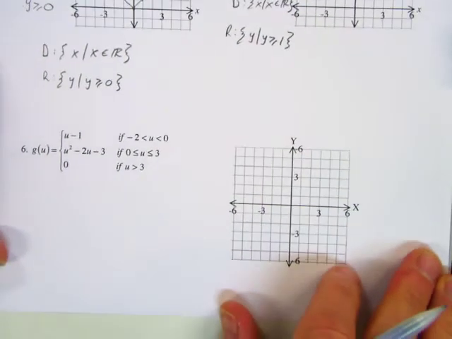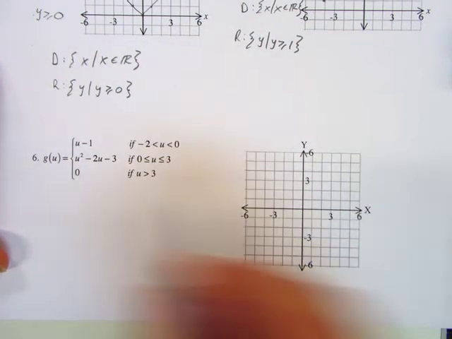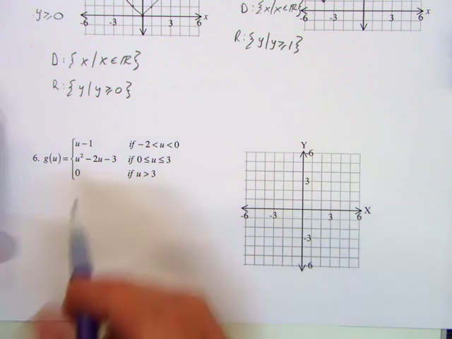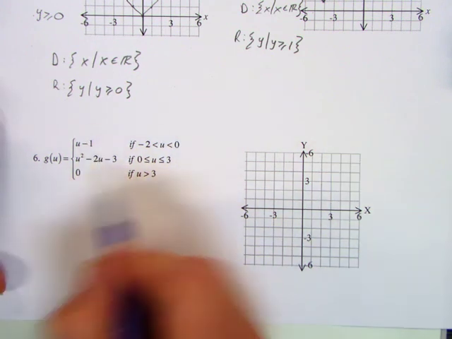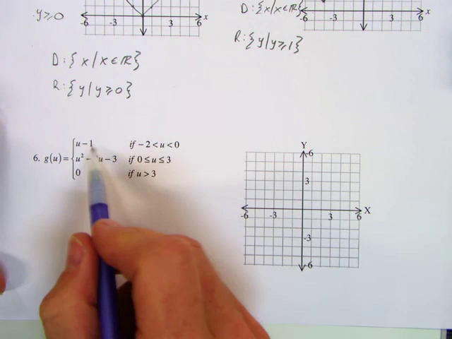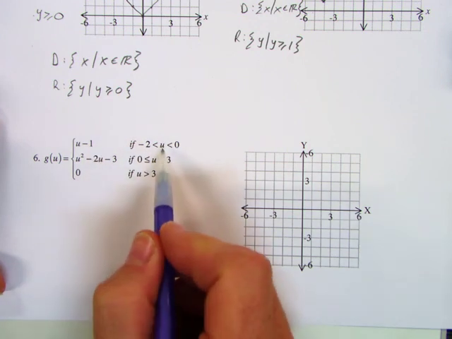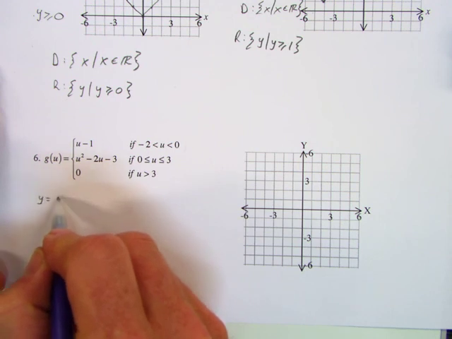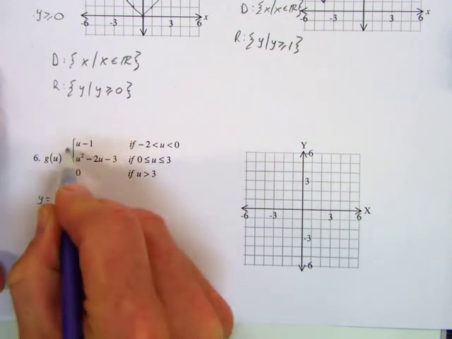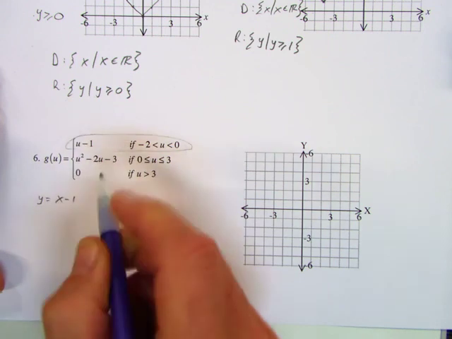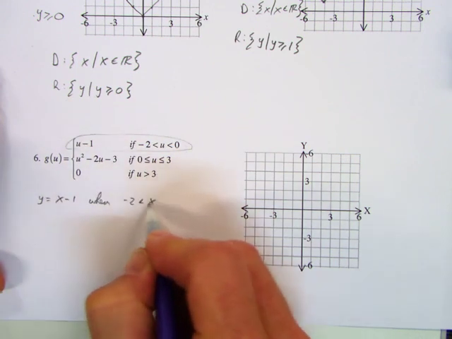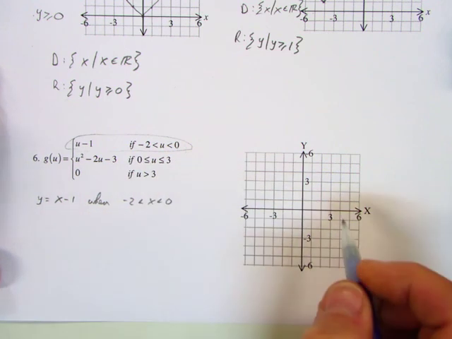All right, a piecewise function. This is called a piecewise function because it's defined in pieces. We are given 3 different pieces for this graph, and we're given a specific domain to graph each one. So this is basically saying graph y equals x minus 1, that's this first piece, when x is in between negative 2 and 0. Well, let's go ahead and do that.